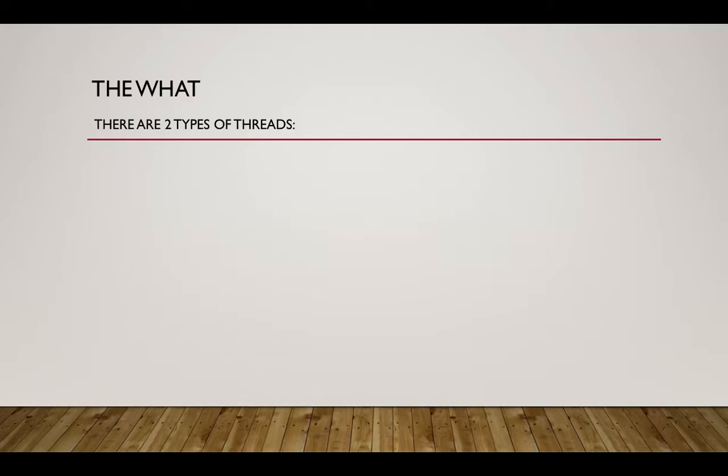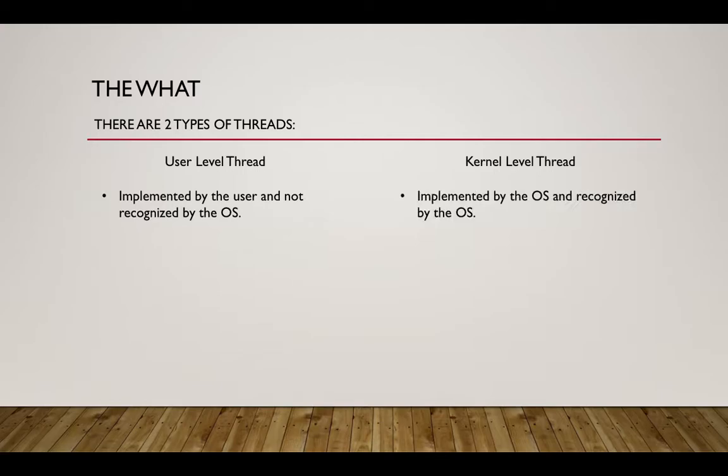There are two types of threads: a user level thread or a kernel level thread, each having their advantages and disadvantages. User level threads are easily implemented and not recognized by the OS, while kernel threads are implemented by the OS and recognized by the OS.